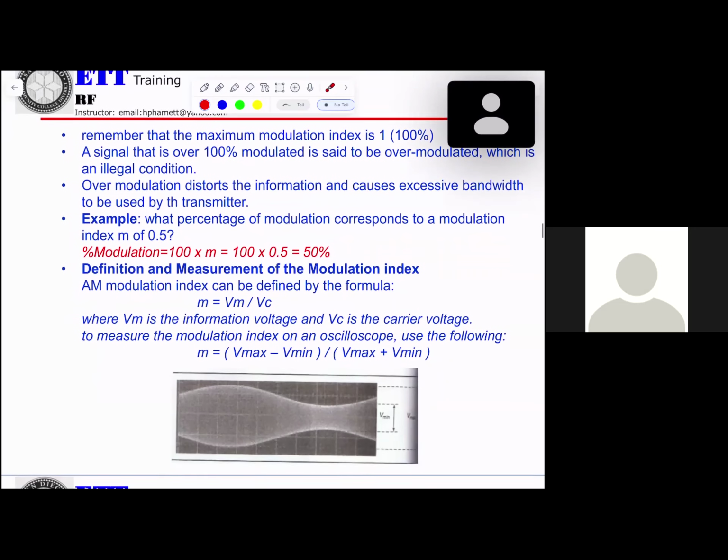The AM modulation index can be defined by the formula m equals Vm over Vc. Vm is the information voltage, Vc is the carrier voltage. Okay, to measure the modulation index on an oscilloscope, use the formula here.